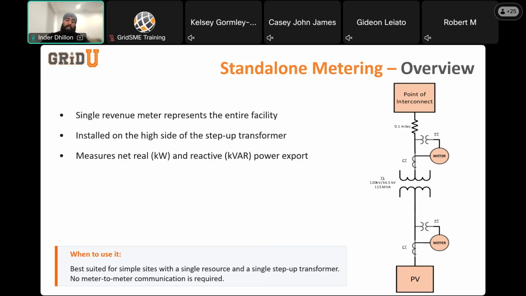Standalone is the right choice when your site is simple. One resource, one transformer, one interconnect point, no intermeter communication needed, no RTAC, no calculating meter, just one meter doing one job. So standalone works well within its scope, but the scope is pretty limited.